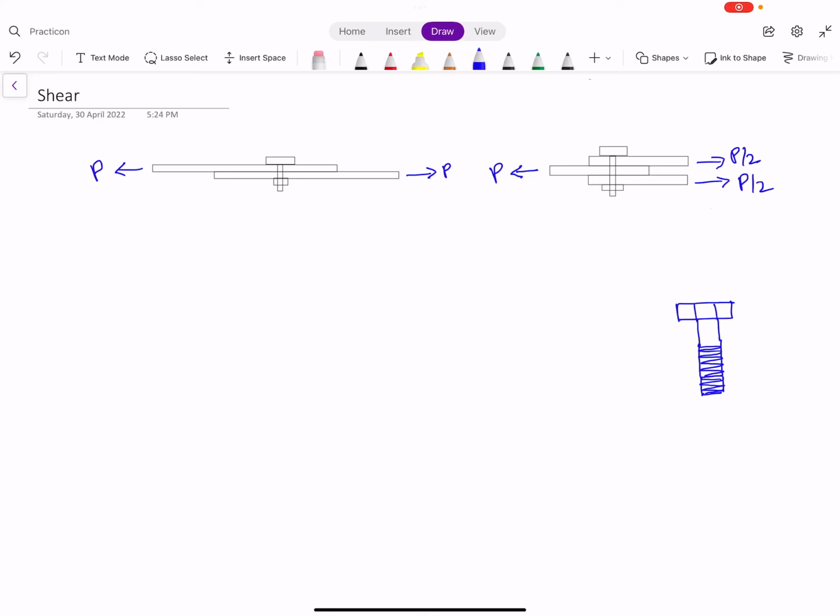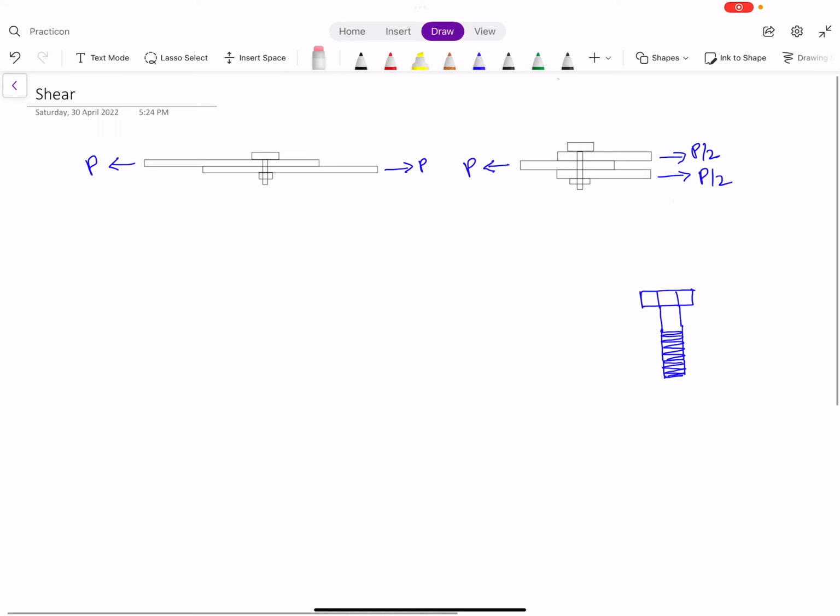Let's discuss in this example what single shear and double shear are in a connection joint. When a force P is applied, and a single bolt connects two plates, a shear plane will be created at this junction. So a single shear plane will be created, and the force will be resisted by this junction of the bolt.